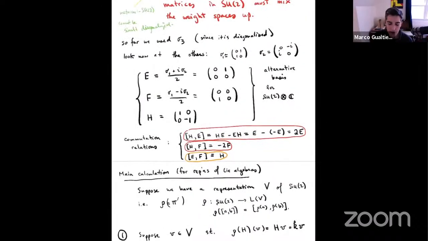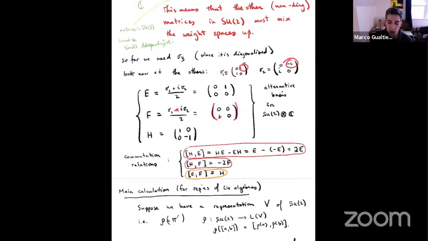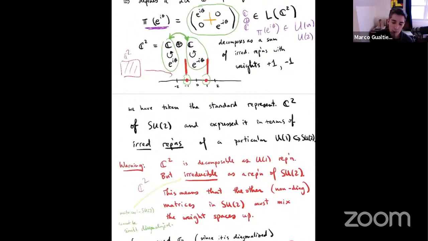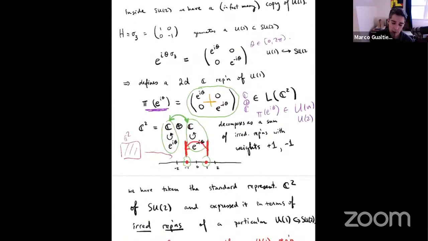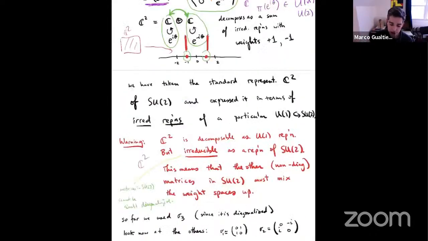Whereas if I take the negative combination, then I'm going to kill this entry and I'm going to get a lower triangular matrix. And this thing is going to do the opposite. It'll be a lowering operator, which takes the space of weight 1 and maps it to the space of weight -1, right? Because there's either a 1 here or a 1 there, and that will affect which space is sent to which.